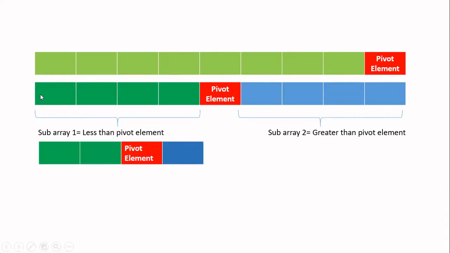Now, I have taken this left subarray. From the left subarray, I have to again select the pivot element and then move it to its final position. In this diagram, I am assuming that the pivot element is moved to this final position. Now I will have one left subarray as shown by the green color, and one right subarray as shown by the blue color.